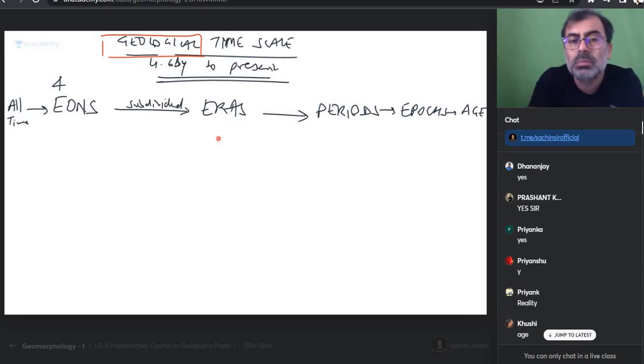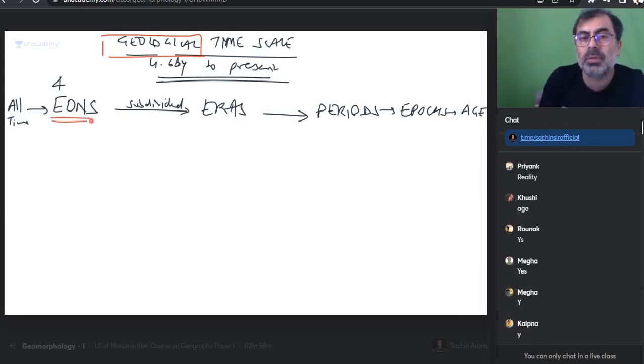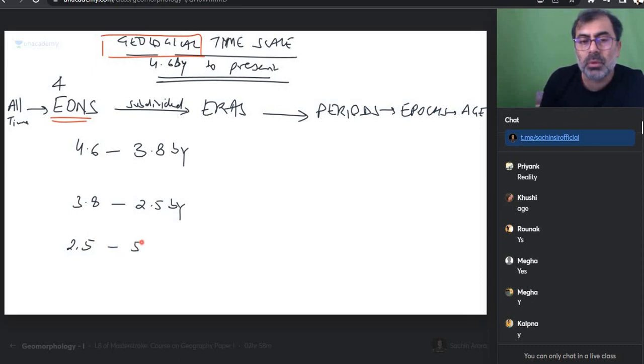So what am I going to make you do? I am going to make you do this. So let's operate at the eon level. What is the biggest unit? Eon. There are 4 eons. So first I take the time. 4.6 to 3.8 billion years ago. 3.8 to 2.5 billion years ago. 2.5 to 543 million years ago. 543 million years to present.